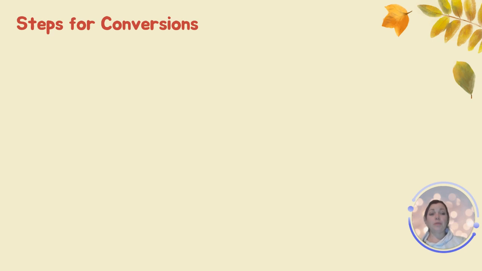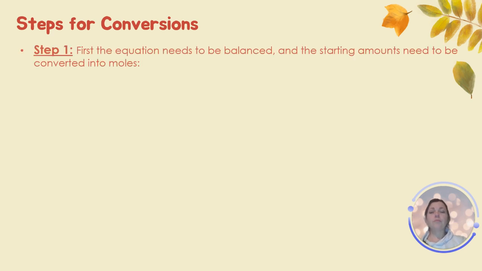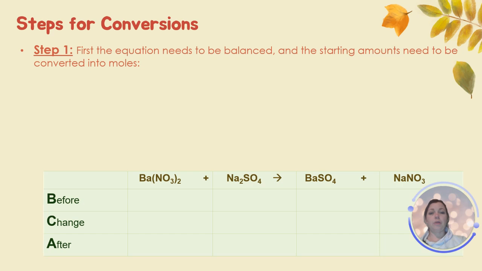Okay, so I'm going to talk you through some steps here. And then as we go, we're going to fill in the BCA table. So the first step is to balance the equation and then to convert the starting amounts into moles. It doesn't really matter which order you do those two things in. They just both need to be done before you do anything else.